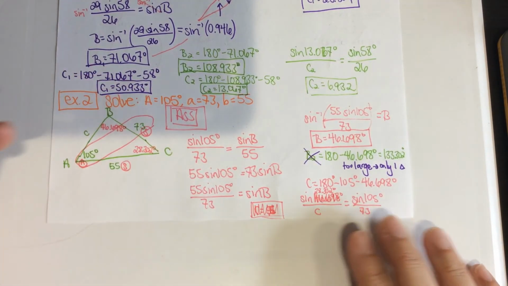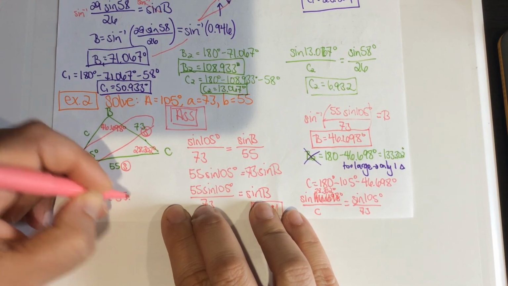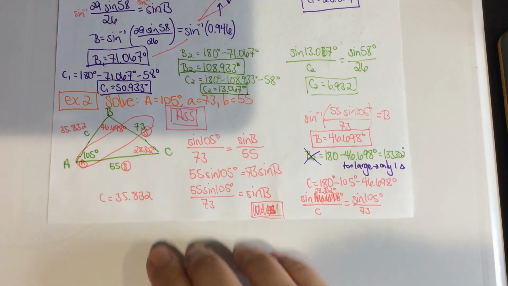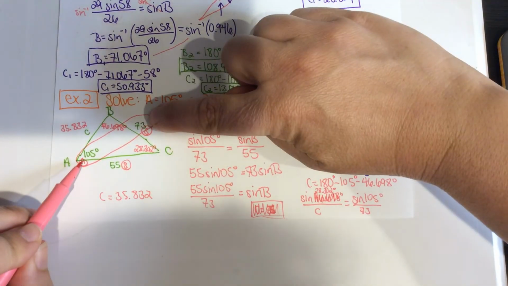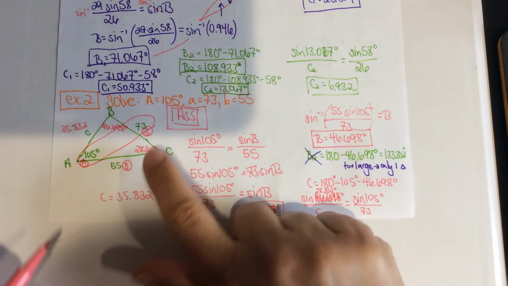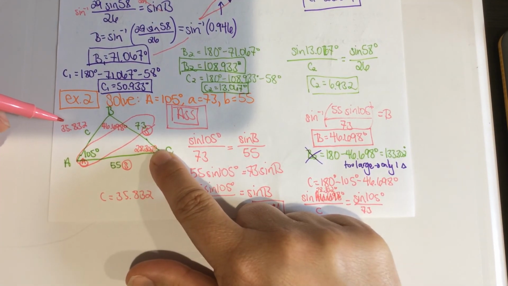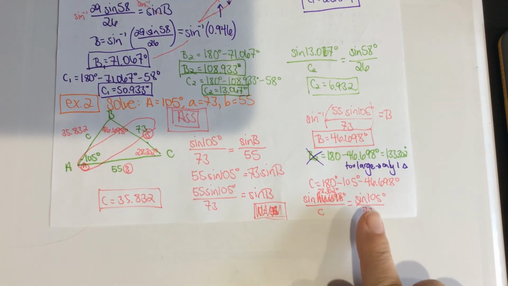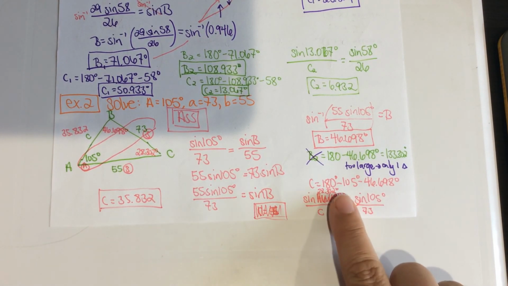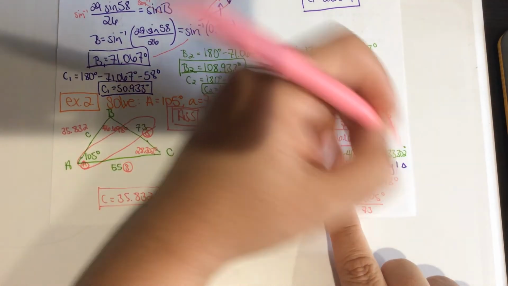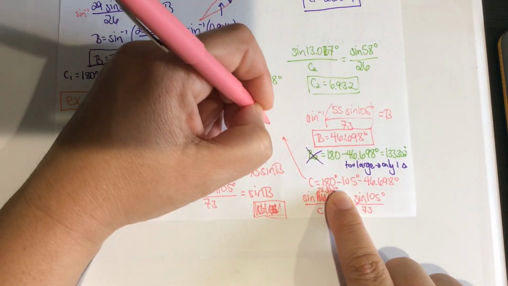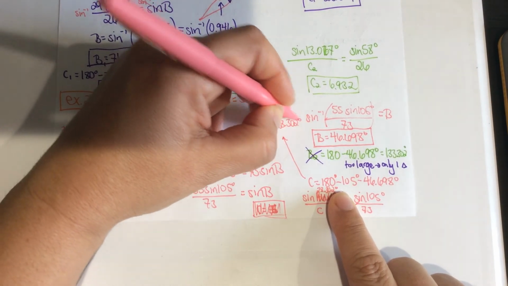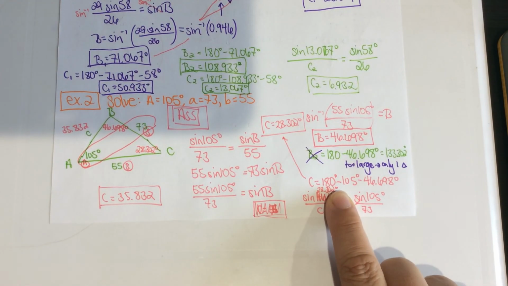So side C is 35.832, and we can look over here. Let's see, largest angle, longest side. Yep. Smallest angle, shortest side. Yep. So there's the information. Did I write down angle C anywhere? I didn't. Sorry guys, this is so messy. This gave me 28.302 degrees. Okay. All right.